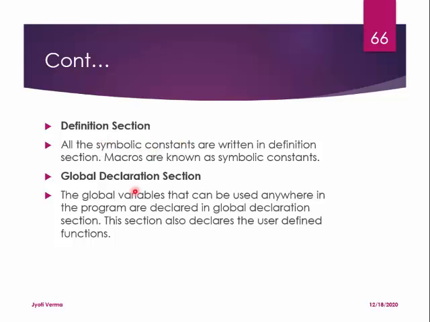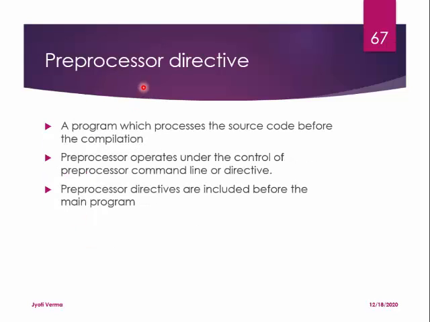The global declaration section. This section means what? The variables which are global, which can be accessed anywhere in the program, can be declared in which section? Global declaration section. Also the user defined functions are also declared over here. Now what is a preprocessor directive? A program which processes the source code before the compilation.